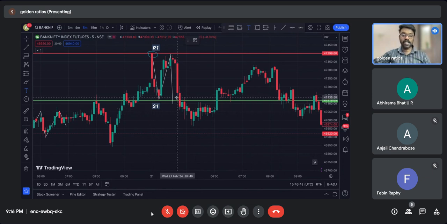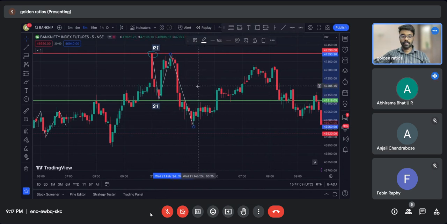Don't get confused. Right now, we are talking about this support, which was broken. You can see this red candle closed its body here. That indicates this support is broken. So whenever a support is broken, what will it become? It will become a resistance. Any doubt in that? No. So when a support is broken, it becomes a resistance. You understood now, ma'am? Yes.